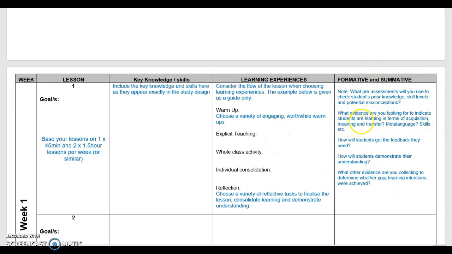Lastly, you need to think about the assessment going on in each lesson. So thinking about the pre-assessment, so how you're going to check students' knowledge, what skill level they're at, any misconceptions. What are you going to look for in the lesson to understand where the students are at, whether they've actually understood what you've taught them, the meta language, the skills, etc. What are you looking for? How will the students get the feedback they need? And how will they demonstrate their understanding? So here we're talking about, well, what evidence are you looking for to understand that the goals of the lesson have been met? Okay.